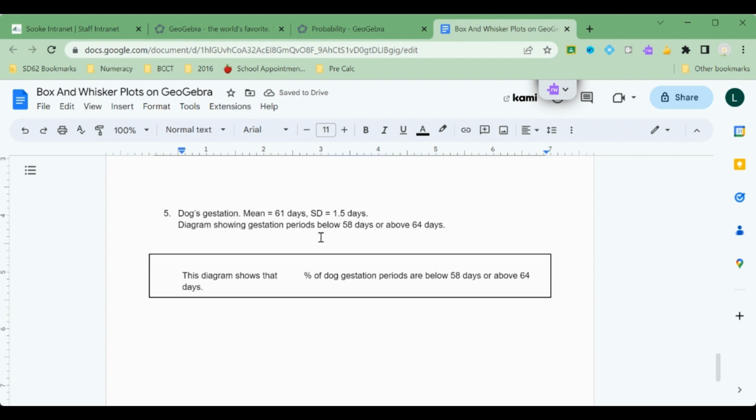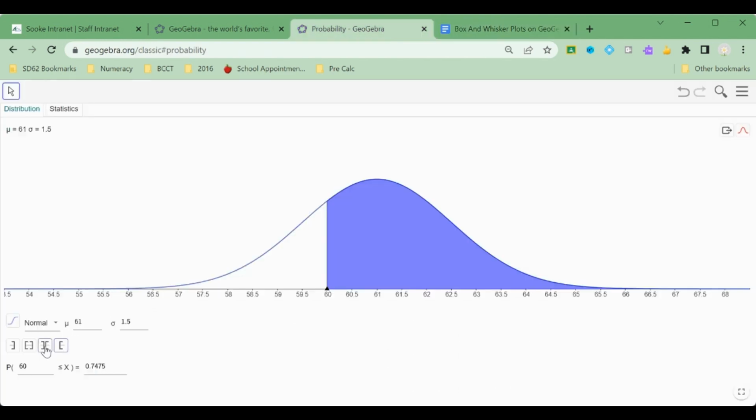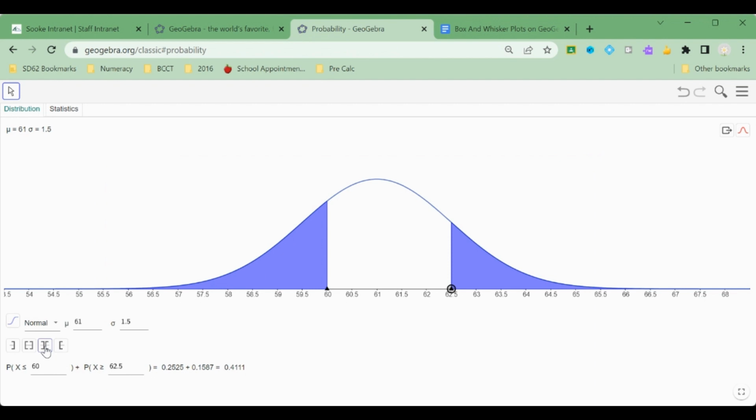Okay, the last one asks for a diagram showing gestation periods below 58 days or above 64 days. And so I'm going to choose the below or above button, and so I want here below 58 days or above 64 days. And so we can see this small area down there is 0.02, 2%, and 2% above. So together that makes 4%. 0.0455 multiplied by 100, 4.5%.